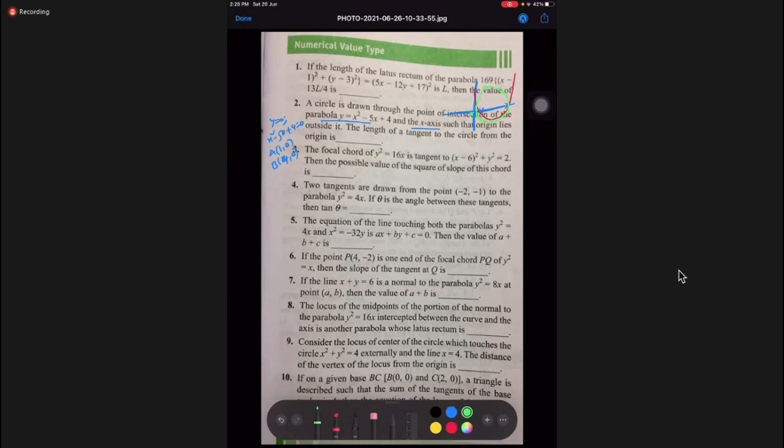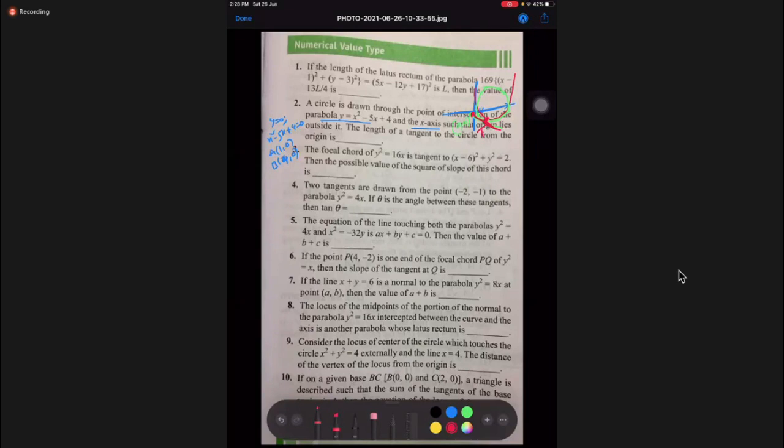The origin lies outside of it. Now what do we want here? The length of the tangent to the circle from the origin. We need this distance, from the origin, this length of tangent OT, students. Now what is the circle first of all?